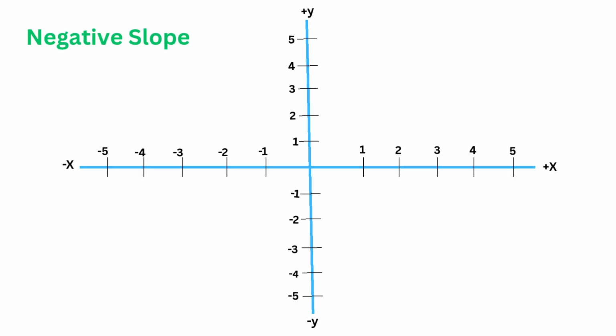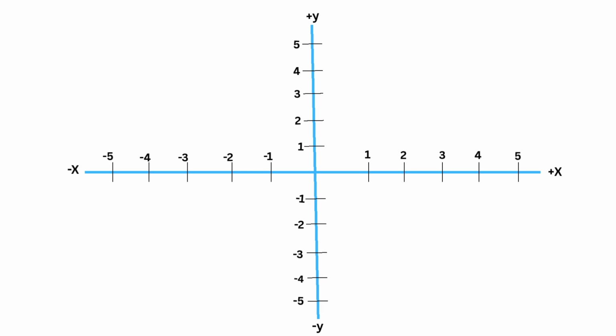Now, if the slope is negative, the line goes downward from left to right. This means, as x increases, y decreases. So here, the two variables are inversely related. One goes up while the other goes down. The more negative the slope, the steeper the fall. For example, the line y equals minus x plus 3 slopes downward. It's like walking downhill on the graph.